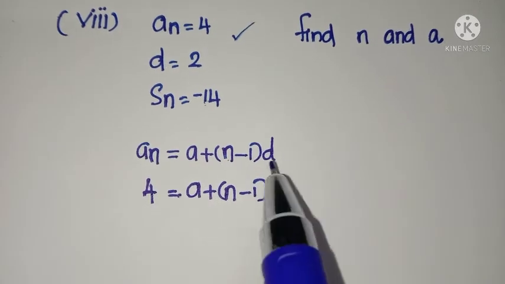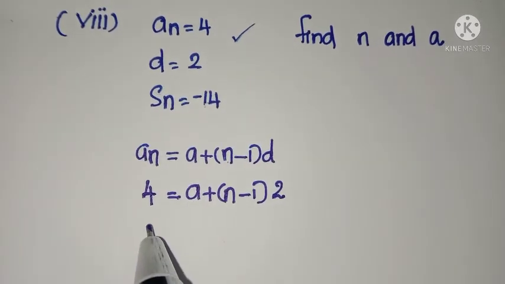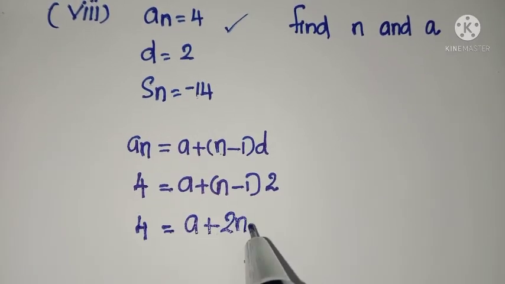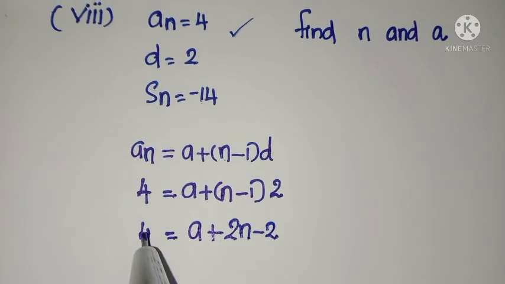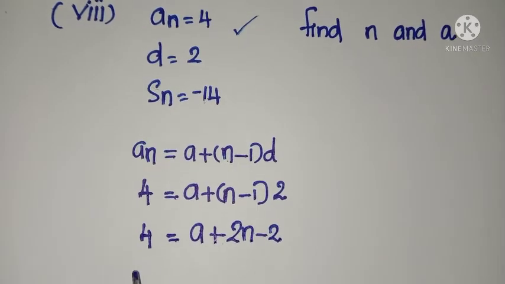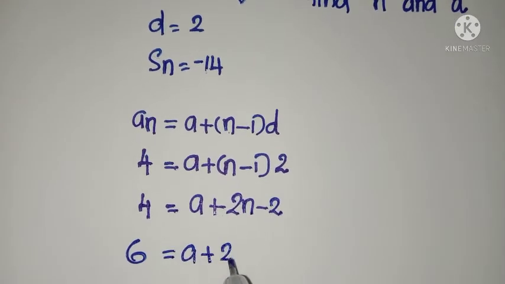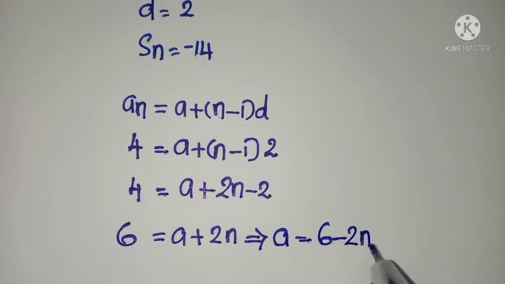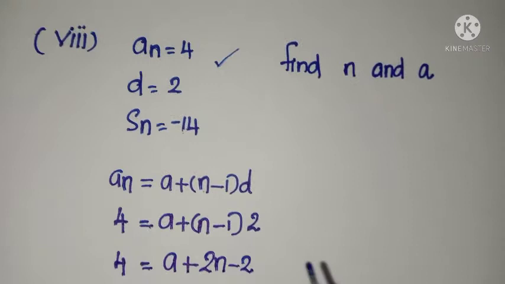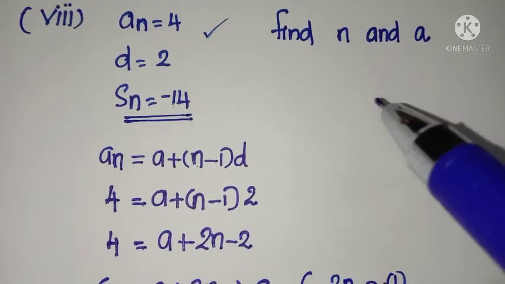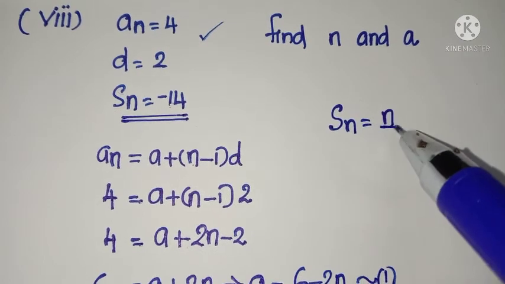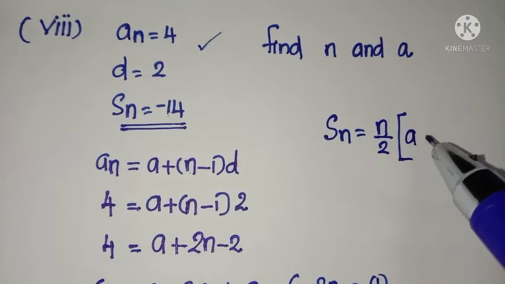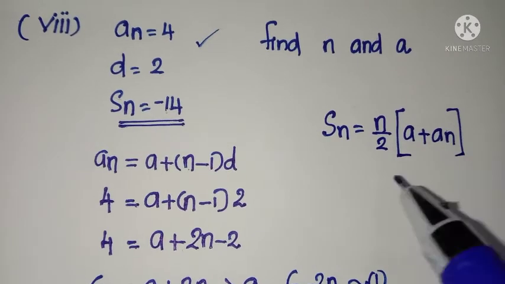Put an equal to 4, d is equal to 2. So the equation becomes 4 equal to a plus, open the bracket, 2n minus 2. Minus 2 becomes plus 2 on the left side. So 6 equal to a plus 2n. From here we can write a is equal to 6 minus 2n. Put it as equation number 1. Okay. Now Sn is given. So write the formula Sn equal to n by 2 into. Here the last term is given, so use the first term plus last term formula.